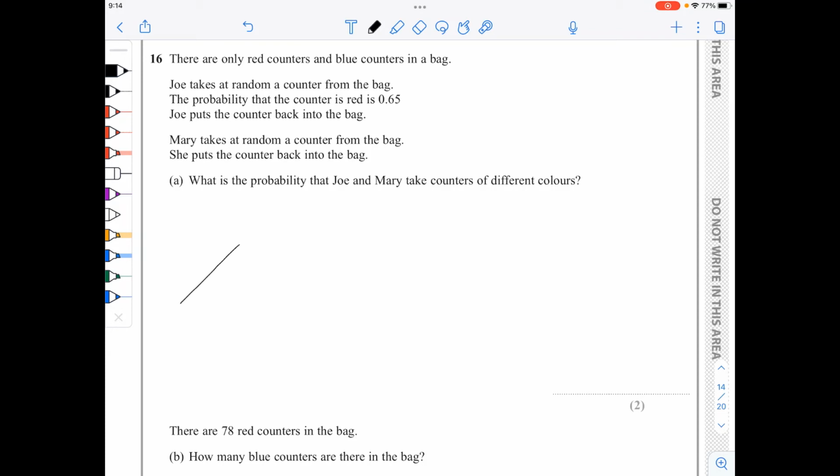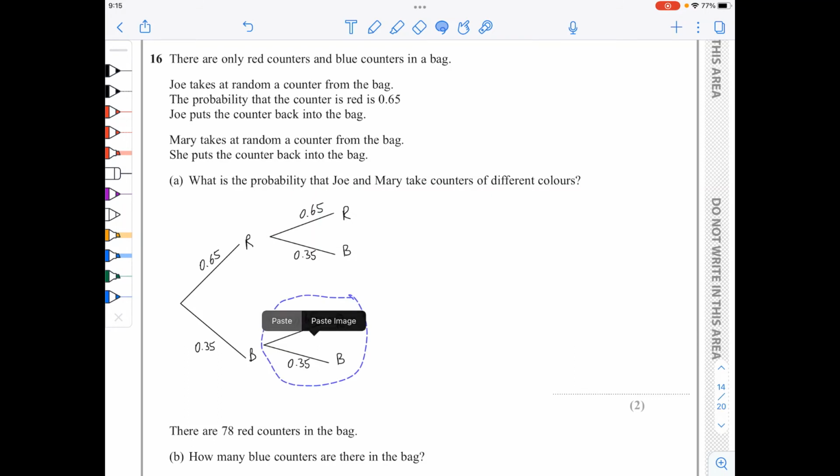I could illustrate this on a probability tree diagram. Red, blue. If the probability of getting a red is 0.65, it means that the probability of getting a blue one is 0.35, because these two numbers need to add up to 1. And then I'm going to draw once more with the same situation, so it's 0.65, 0.35. Because the first counter has been returned, it means that we are looking at exactly the same probabilities, and we're now interested in the probability of taking counters of different colors.